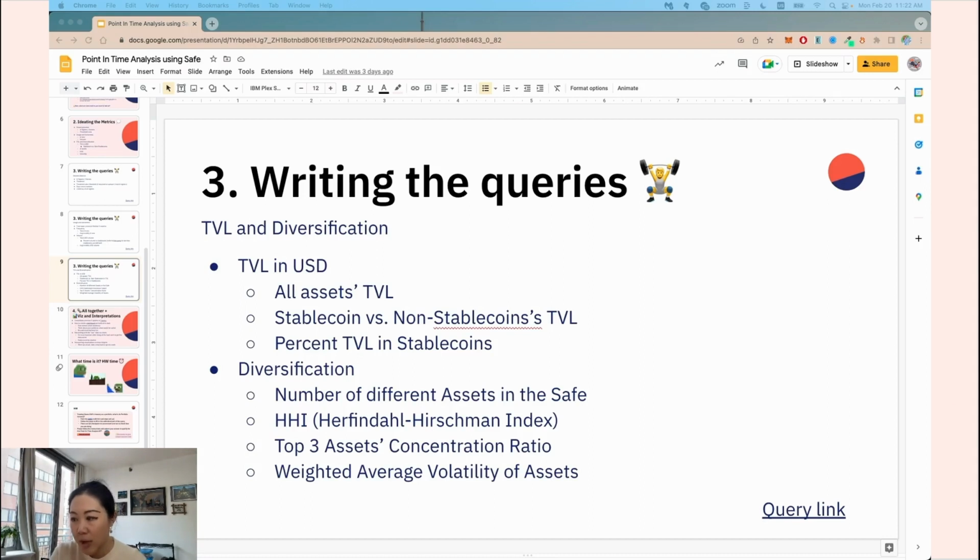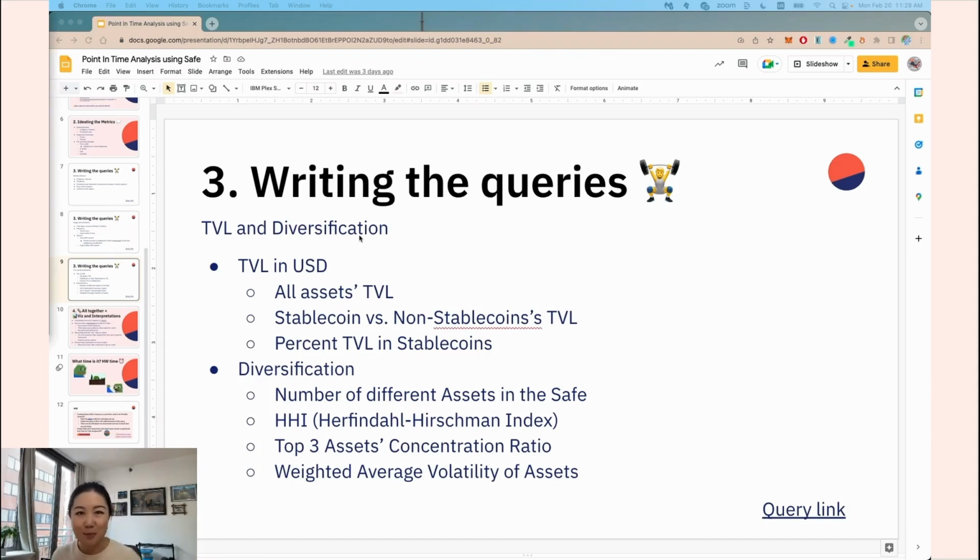In terms of the weighted average volatility of assets, we want to measure the volatility of the assets in the safe. To do that, we'll first get the standard deviation of an asset's price in the past 3 months. This way we can get the volatility for each asset, and then we'll get the weight for each asset. It would be the total value locked of each asset divided by the TVL of the entire safe. And then we'll sum up the weighted average for each of the assets in the safe. That is the weighted average volatility of assets. And the rest of the metrics are pretty self-explanatory, so we're not going to go into them.